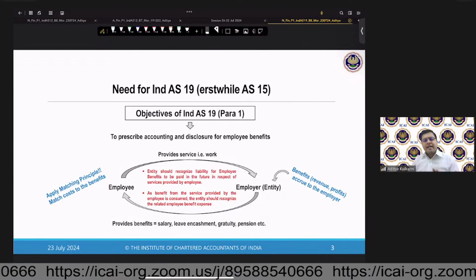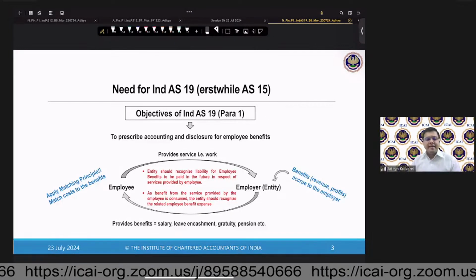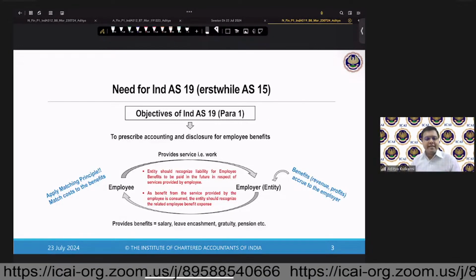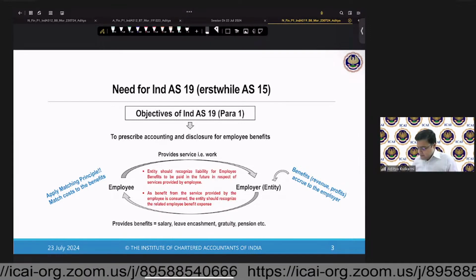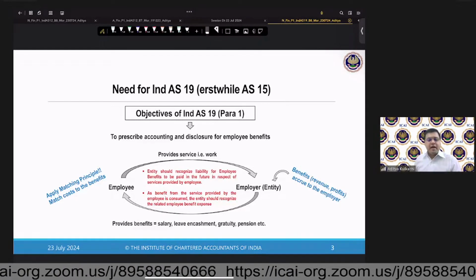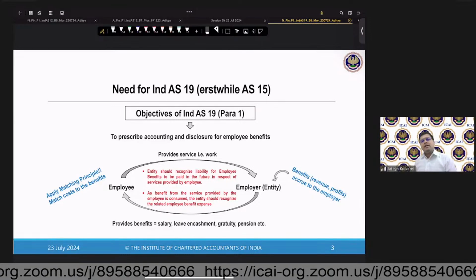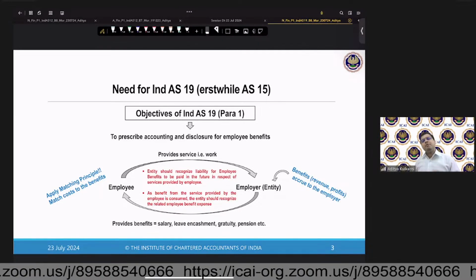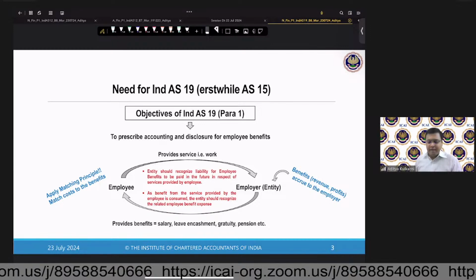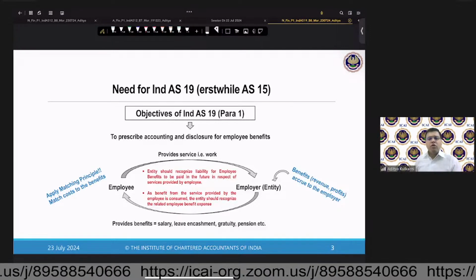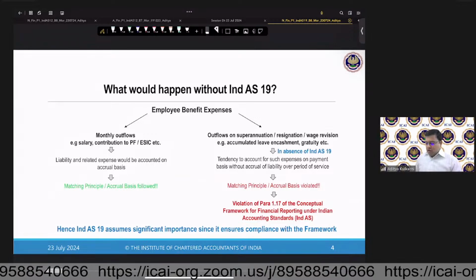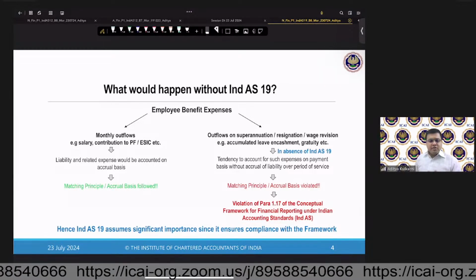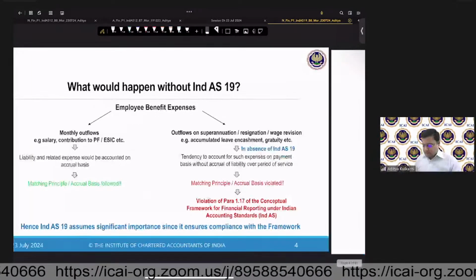So the basic principle behind this standard is that you have a matching principle. I have to match my cost against the benefits that the employee is giving by way of his employment. So this is the whole principle behind this standard. When you talk about employee benefit expenses, we have seen what all is covered.